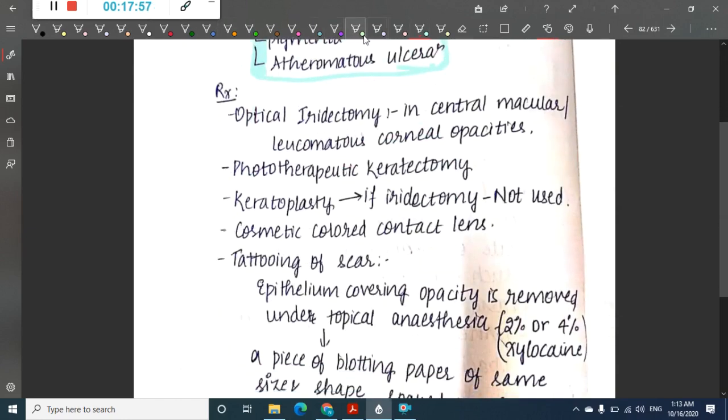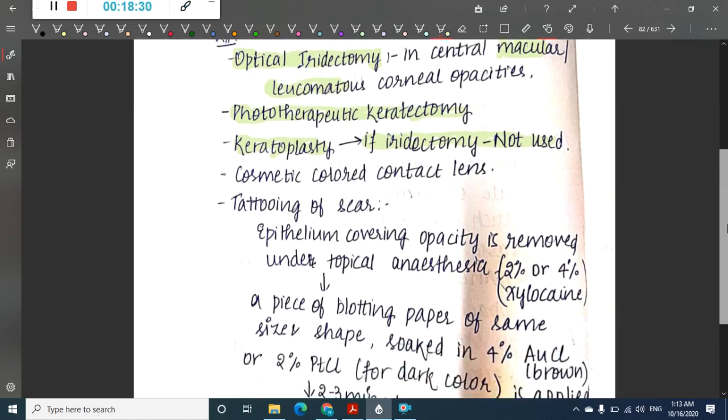Then how are you going to treat it? For the treatment of corneal opacity, optical iridectomy can be done, especially for macular or leukomatous opacities. We can also do phototherapeutic keratectomy or keratoplasty. We can do keratoplasty if iridectomy cannot be done. If iridectomy can be done, then mostly we do optical iridectomy.